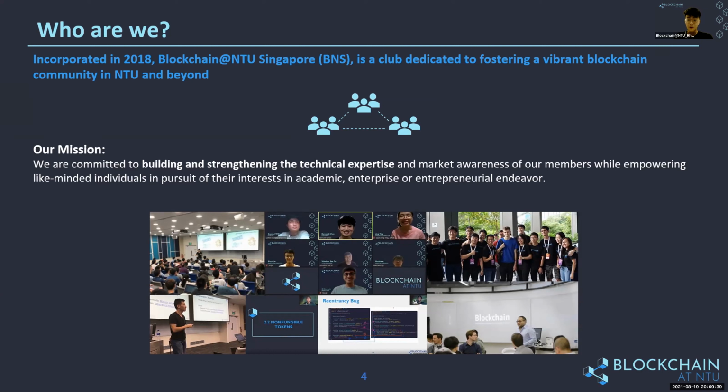And in the pictures below, you can see we had some pretty interesting physical events back when COVID-19 wasn't an issue. But we definitely want to keep the spirit of learning and applying blockchain high through alternative events that we will share later.